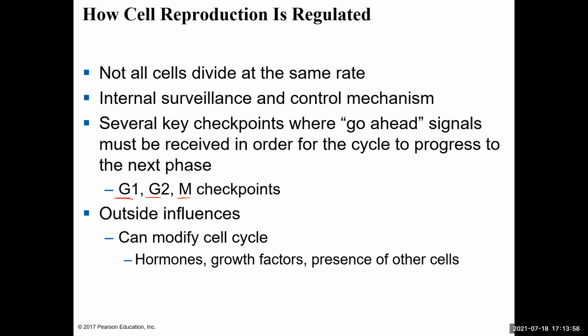It's whenever those checks aren't regulating, or there are mutations in the proteins that regulate those checkpoints, that allow cancer to happen. And we'll talk a lot about that when we talk about chapter 15. There are other outside influences that can modify the cell cycle, so the presence of other cells, other growth factors, and hormones.